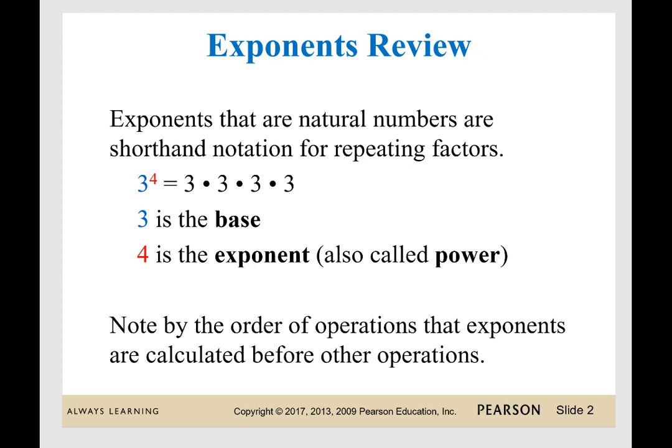Remember, 3 raised to the 4th power is the same as 3 times 3 times 3 times 3. 3 is the base, that's the number that we're multiplying, and 4 is how many times we're multiplying factors of 3 together. So there's 4 factors of 3 that are multiplied together. Important to note that when we did order of operations back in section 1.4, exponents come before multiplication.